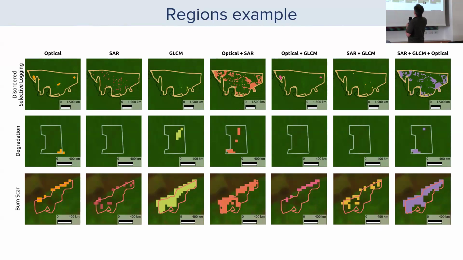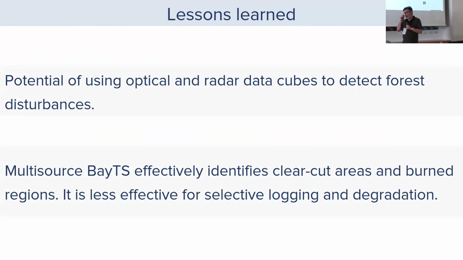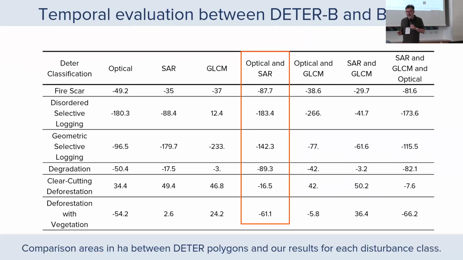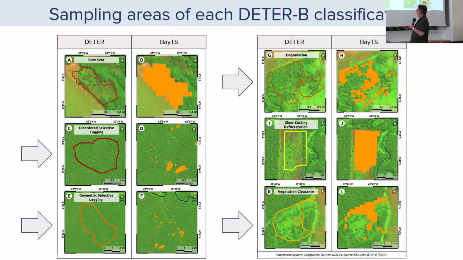But for the disordered selective logging, and certainly for the degradation, the results are not really that good. So we conclude by stating the following. Optical and SAR data can detect forest disturbances of certain kinds. They are really effective in detecting burn scars and clear-cut areas.